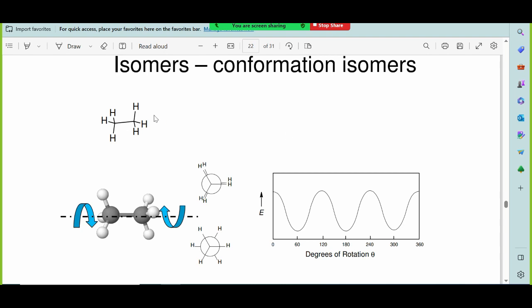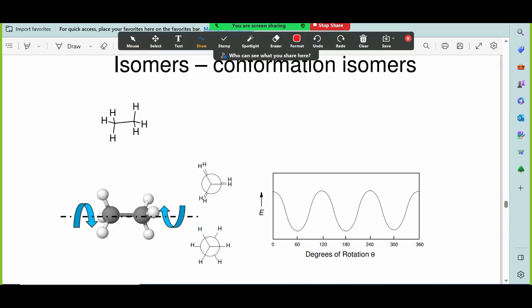So if you consider this one, let's imagine that we are looking at this molecule from this side. What would you see? You see a hydrogen pointing to the back of the screen, so dotted line, and this one, let's say, is pointing towards us. Can you imagine what I'm talking about? So this is like in different planes.